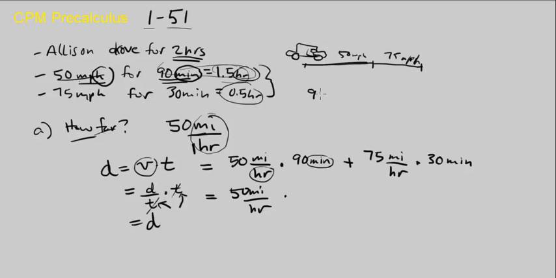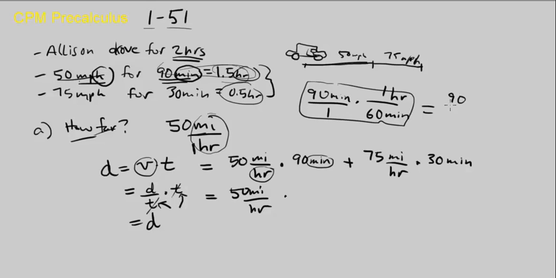If you weren't sure, you could always go 90 minutes times, well, how many minutes are in 1 hour? We know 60 minutes are in 1 hour. This is just over 1. If you multiply this, you get 90 over 60 hours, right? Because the minutes cancel out, and you're just left with hours, and that's 1.5 hours. So if you didn't know exactly how to go from minutes to hours, you could just look at how to convert them. What is 1 hour equal to in minutes? And you can always figure out exactly how many hours that number of minutes is.